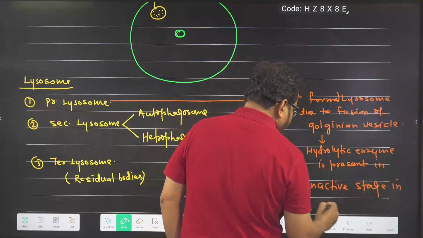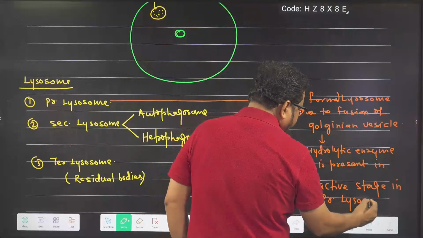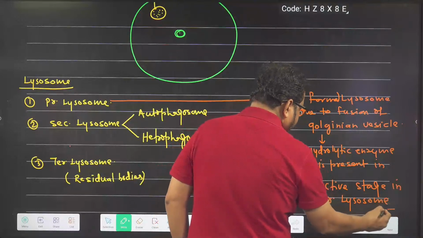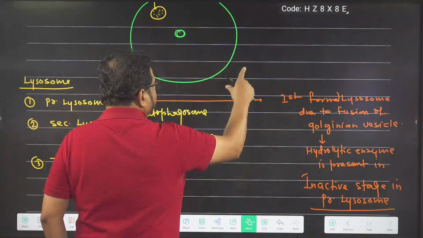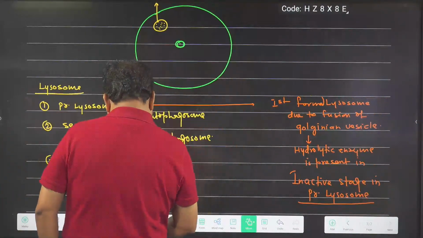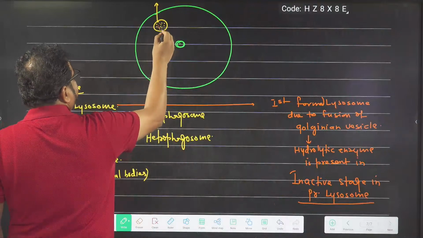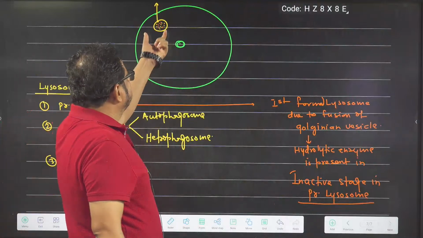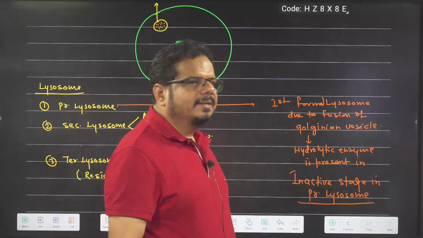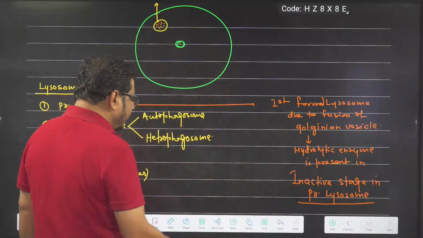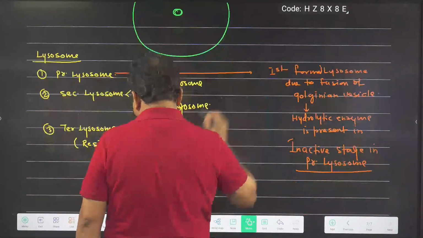In primary lysosome. Otherwise, use your common sense: if in primary lysosome these enzymes are present in active stage, what happens? They are going to eat their own vesicle, they are going to eat the cells. So initially this enzyme is present in which stage? In inactive stage. So in primary lysosome, you got the picture or not?